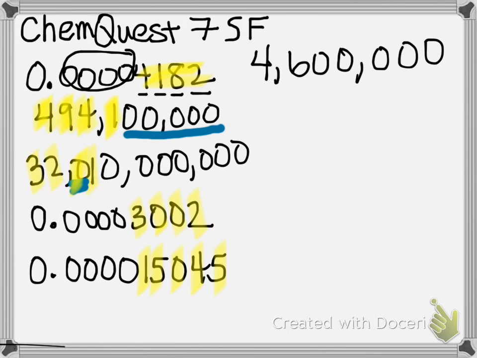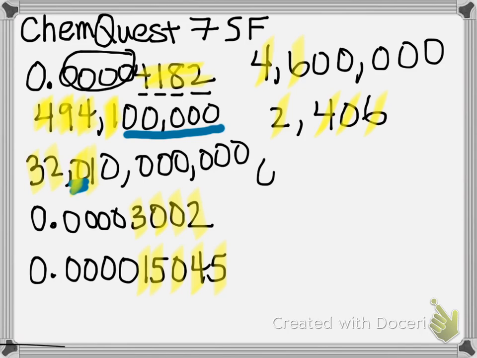In our next number, 4,600,000, we have a total of only 2 significant figures, the 4 and the 6. In our next number, 2,406, here we have the 2, the 4, the 6 are significant, and so is this 0 that is between them because it is between 2 numbers that are not 0.